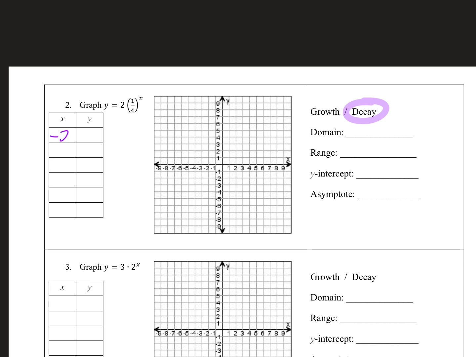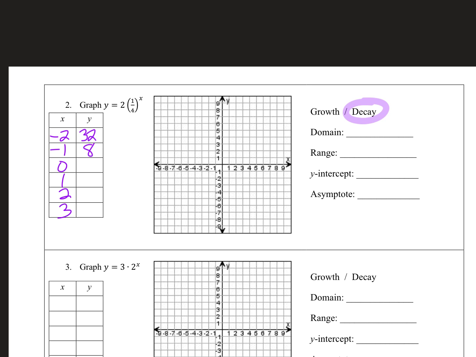So -2, -1, 0, 1, 2, 3. We may or may not get wonky numbers. Let's see. So we've got 2 times 1/4 to the -2. And that gives us 32. That's a gigantic number. It's not even on my graph, but I'm not going to stress out because exponentials change values very quickly. Let's do the next one. 2 times 1/4 to the -1. That gives us 8. Oh, good. That one's on the graph. See how quickly we came down to the graph?